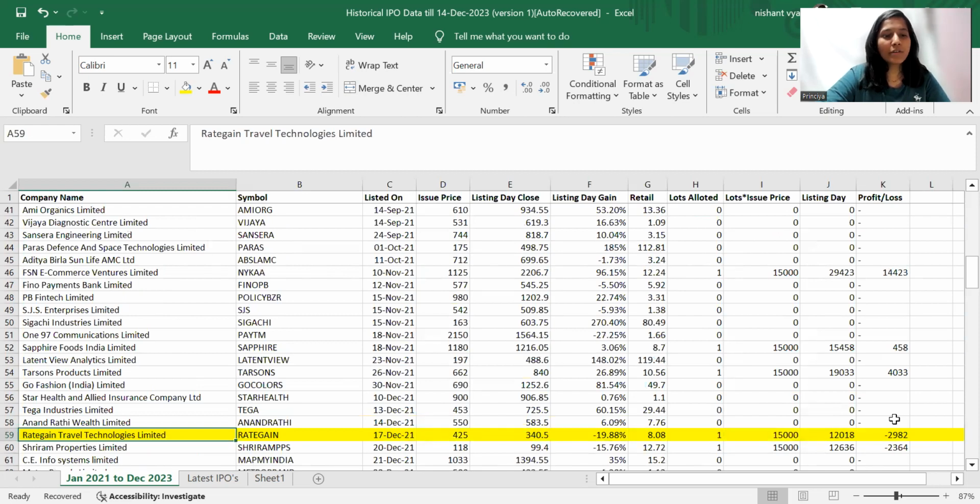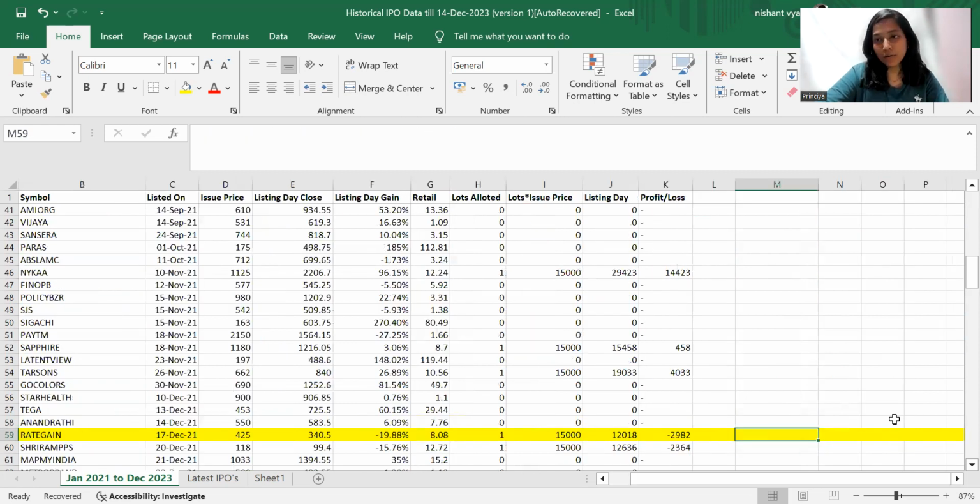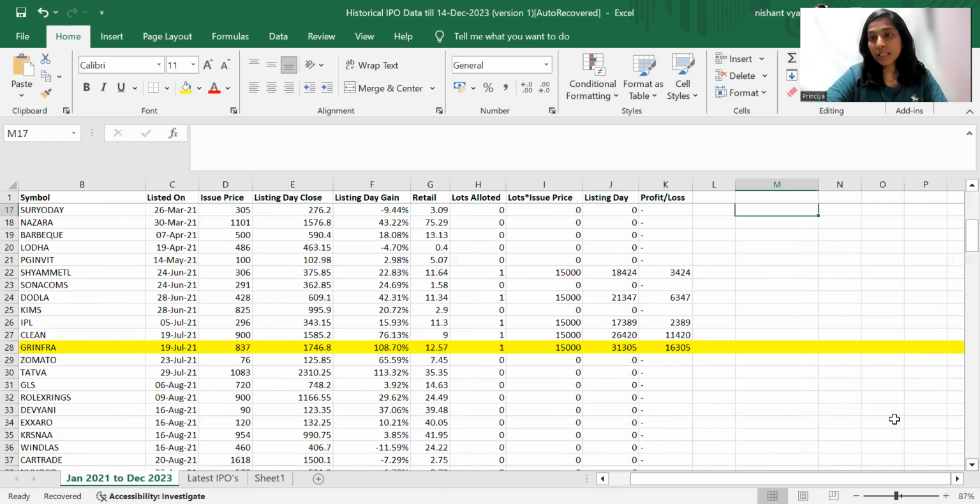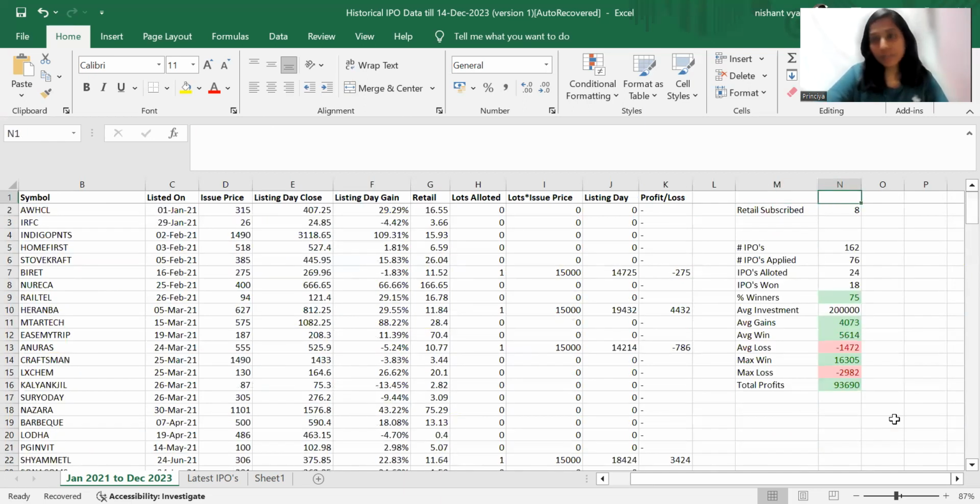Rate Gain Travel Technologies, which was listed on 17th of December 2021. So based on the retail subscription, whether we are going to apply for this IPO or not, then the answer is yes, we will apply for this IPO and try our luck. Now, moving towards the other company.